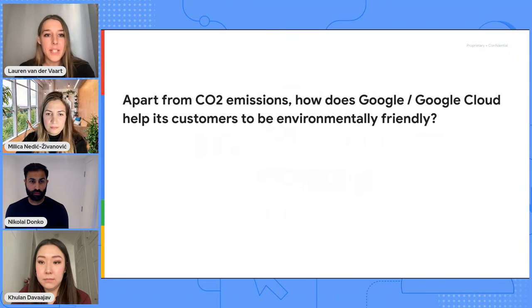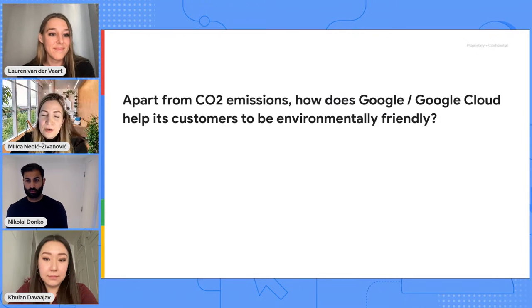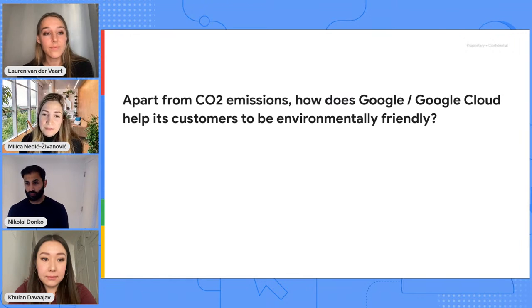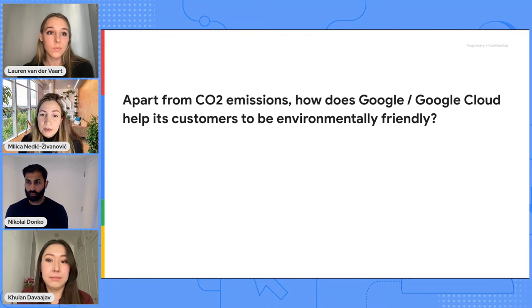So our first question is, apart from CO2 emissions, how does Google or Google Cloud help its customers to be environmentally friendly? Thanks, Lauren. I will take this one. So what we can do here is recap what we've mentioned earlier. Our journey towards a sustainable cloud involves two ambition levels. The first one is greening of IT and then greening by IT. With greening of IT, which means reducing the immediate impact of IT operations and lowering the associated emissions. And as we mentioned, on average, a Google Cloud data center is twice as energy efficient as a typical enterprise data center. And apart from the CO2 emissions, we are having a lot of different efforts.